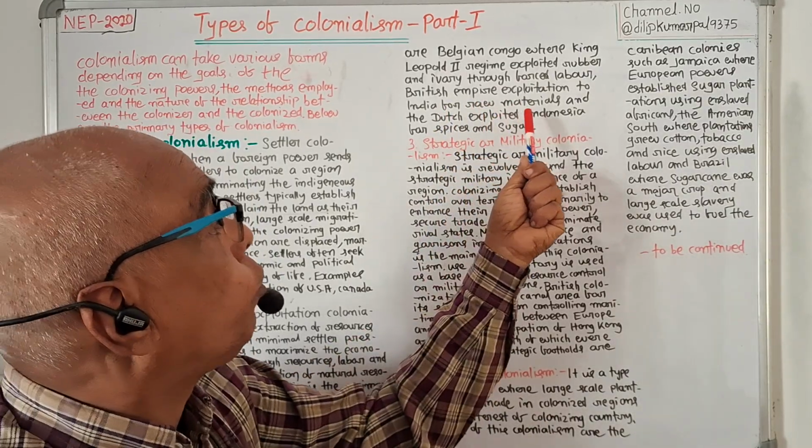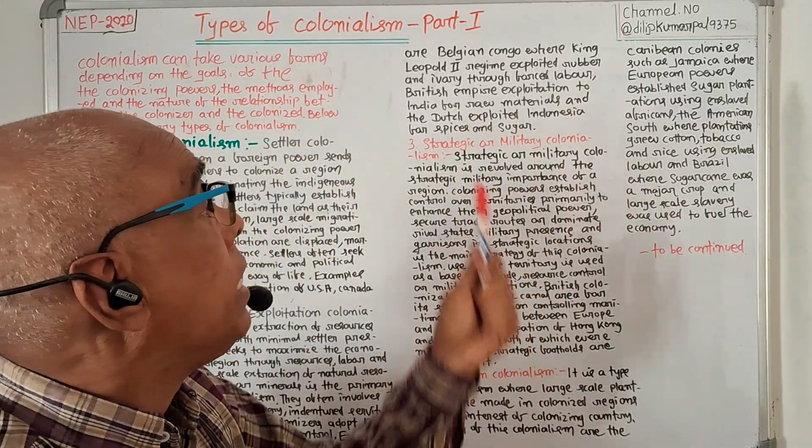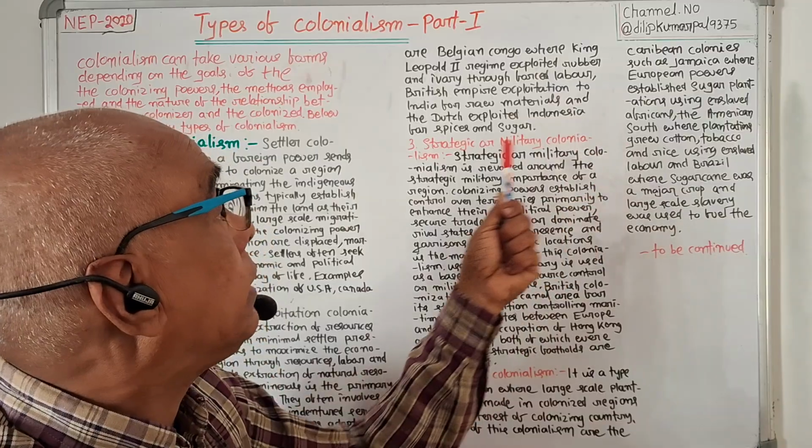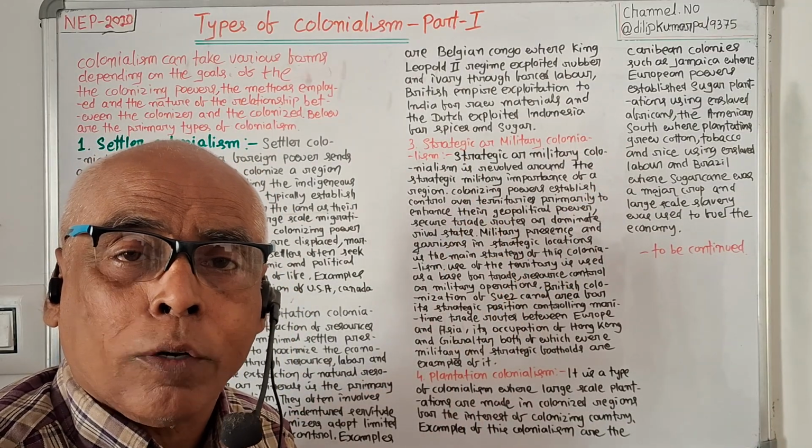The British Empire exploited India for raw materials, and the Dutch exploited Indonesia for spices and sugar. These are the examples of exploitation colonialism.